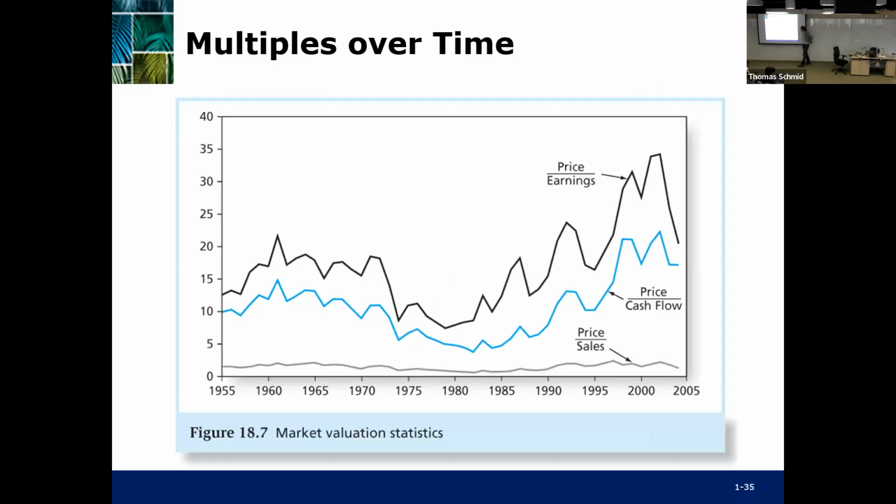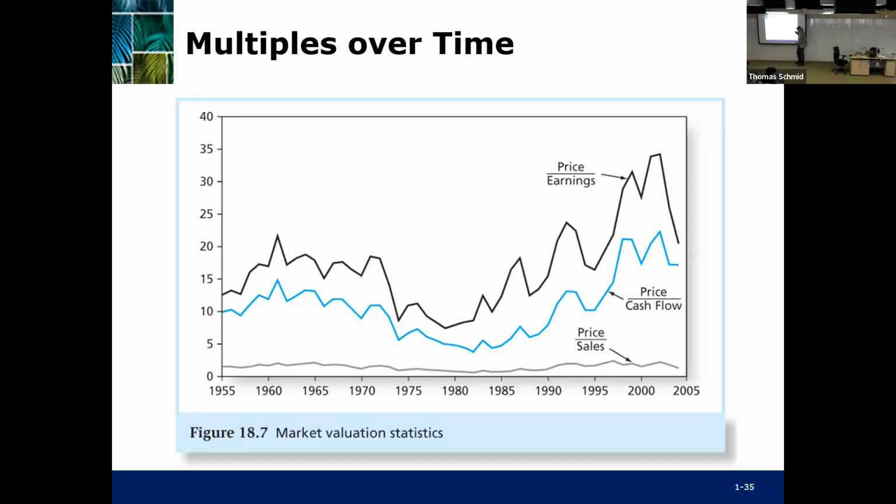If we look at multiples over time, we also see that they vary quite a bit. If you look at price earnings, which is the black line, it had a low of around 10 on average across all industries in the early 1980s. And then it had a peak of like 35 or so at the beginning of the dot-com bubble. So there is a lot of time variation in the price earnings ratio.